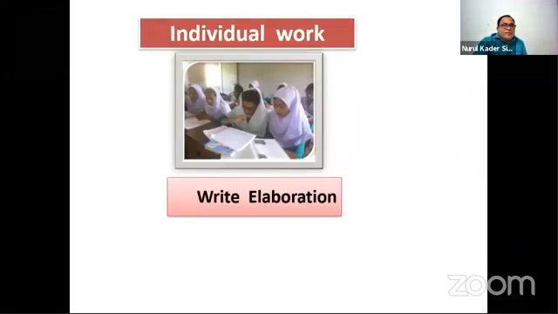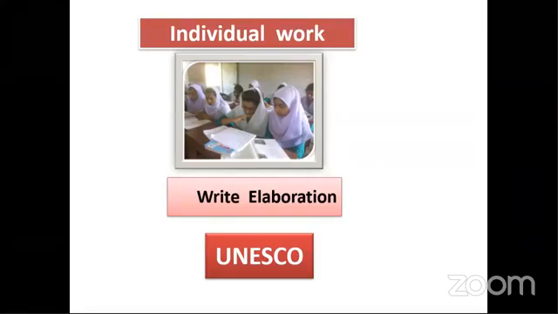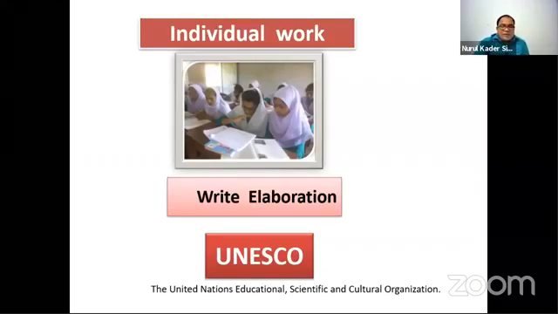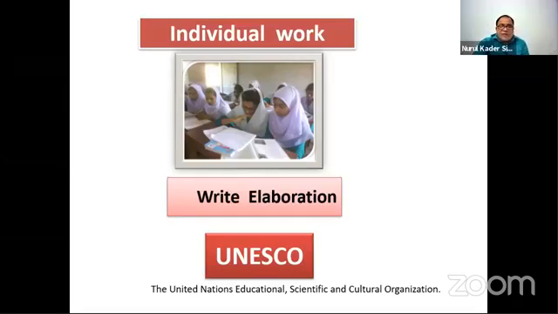And it is declared World Heritage by UNESCO. And students, you have to write the full form of UNESCO. Can anyone say? Can anyone say what is the full form of UNESCO? United Nations Education, Science and Cultural Organization. Correct, but it is the United Nations Educational, Scientific and Cultural Organization. Can you see the screen? Yes, sir. United Nations Educational, Scientific and Cultural Organization.